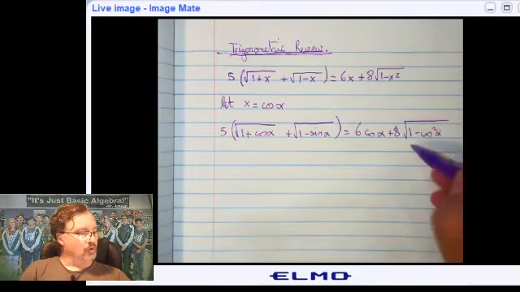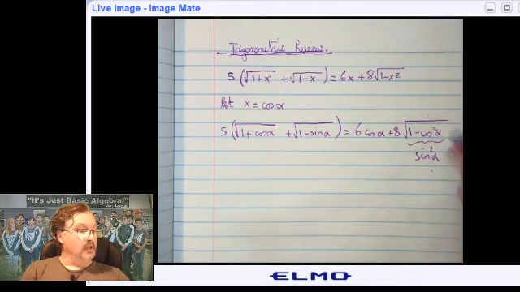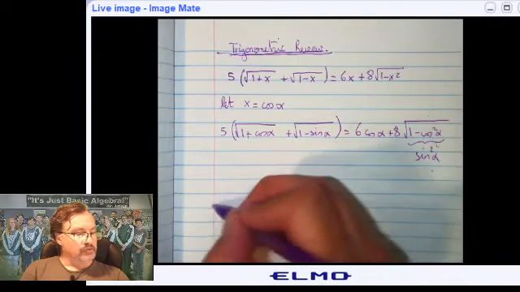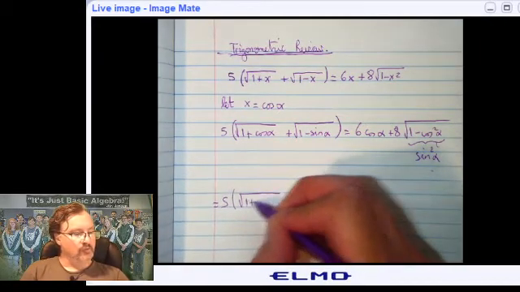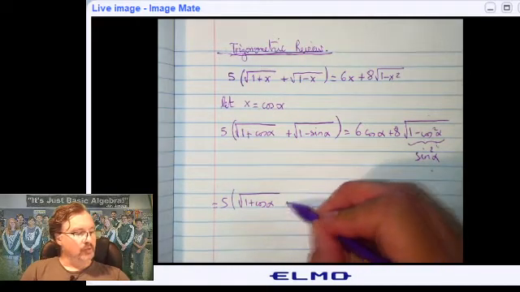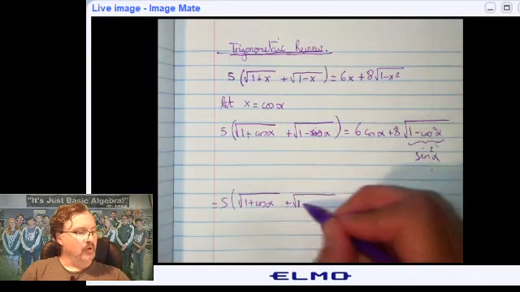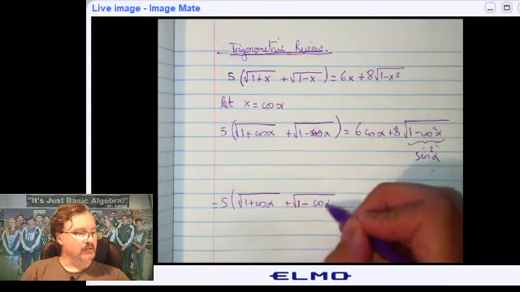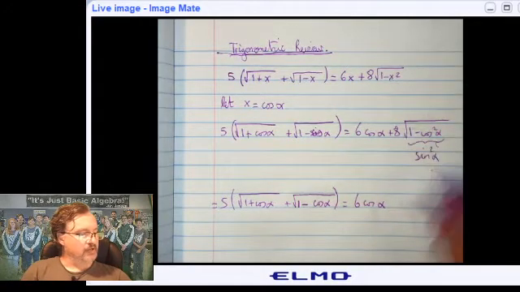Okay, so hopefully you see right away that this is equal to sine square alpha. Yep, it's called a Pythagorean identity. And this allows us to rewrite everything as 5 times the square root of 1 plus cosine alpha plus, this should be cosine, my apology, 1 minus cosine alpha equals 6 cosine alpha plus 8 sine alpha.